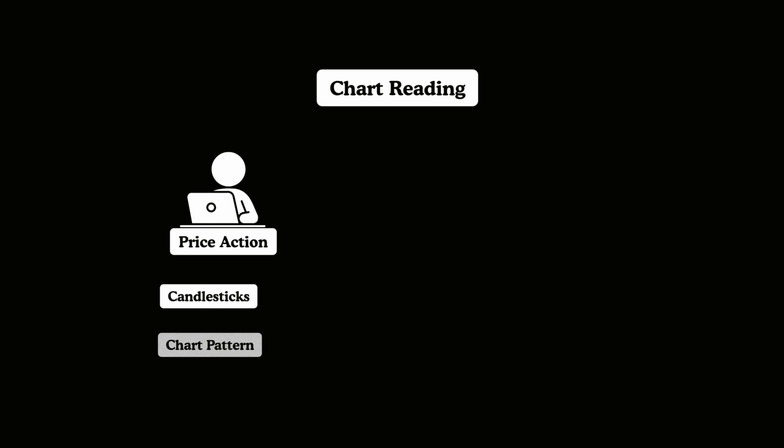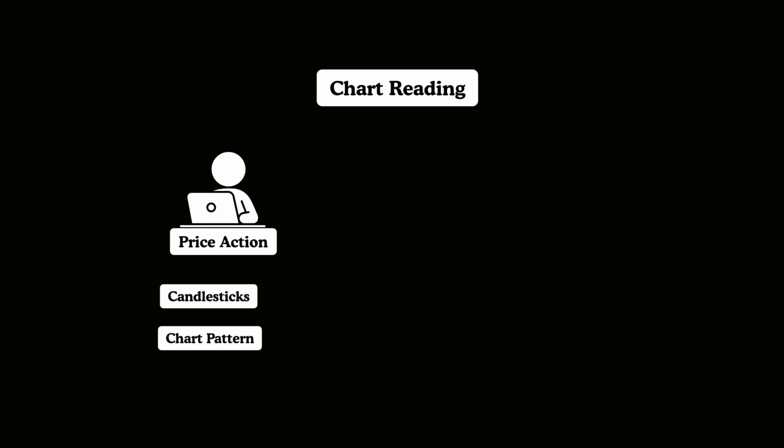How do you enter a trade by analyzing a chart? Let's explore how you can combine the smart money concept with price action. In price action, we study charts to understand what retail traders might be thinking and where they are likely to enter trades. For this purpose, we use candlestick formations and chart patterns.